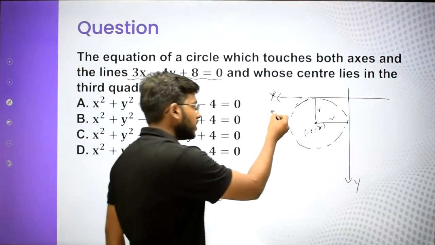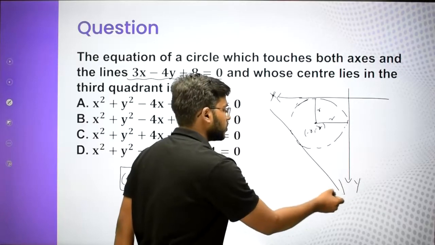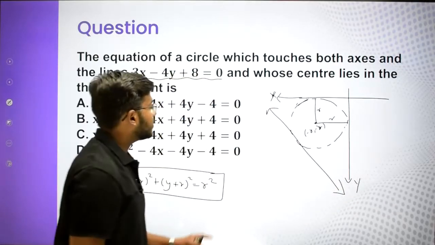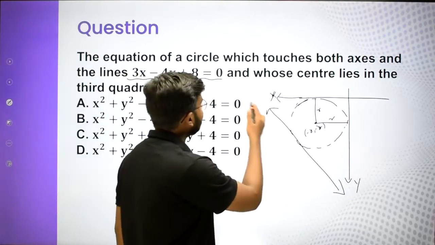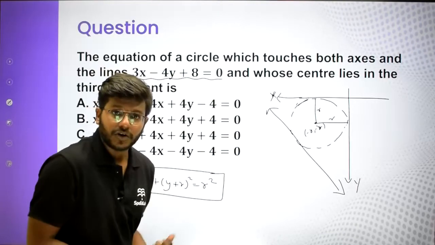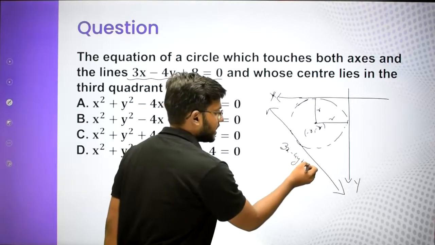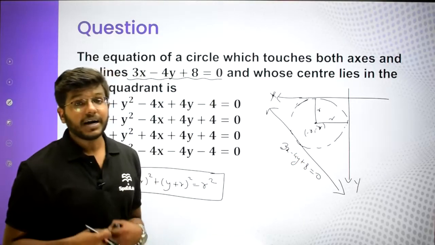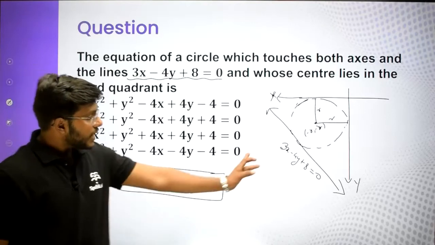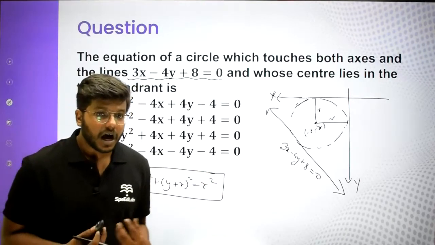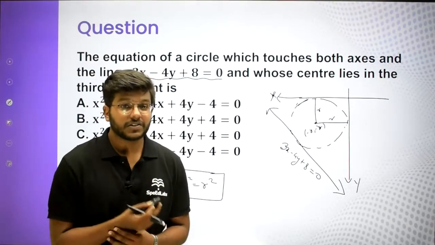So if it is touching this line, guys, then here you will see that concept will be used. Here, if it is touching, that means this line is a tangent. 3x minus 4y plus 8 equal to 0 is your tangent equation. So guys, if it is a tangent, how can we use this particular condition? Is it helpful for us?